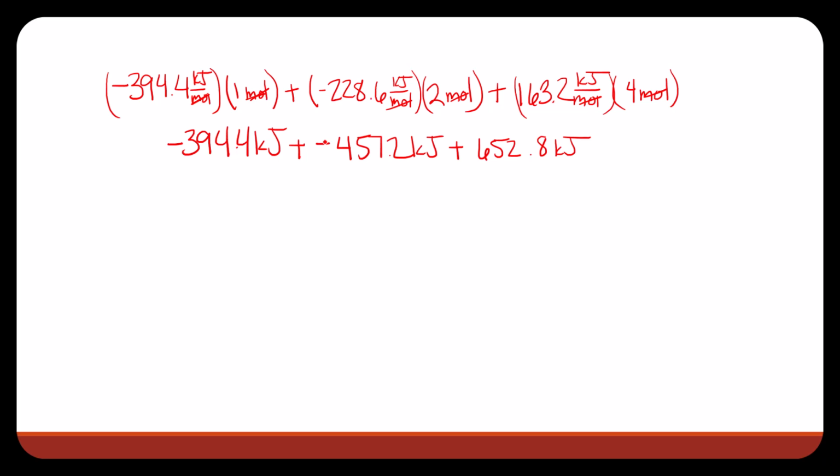So then I'm going to add those all together. So negative 394.4 plus negative 457.2 plus 652.8. And we get a value of negative 198.8 kilojoules. So that's the Gibbs free energy change for the products.